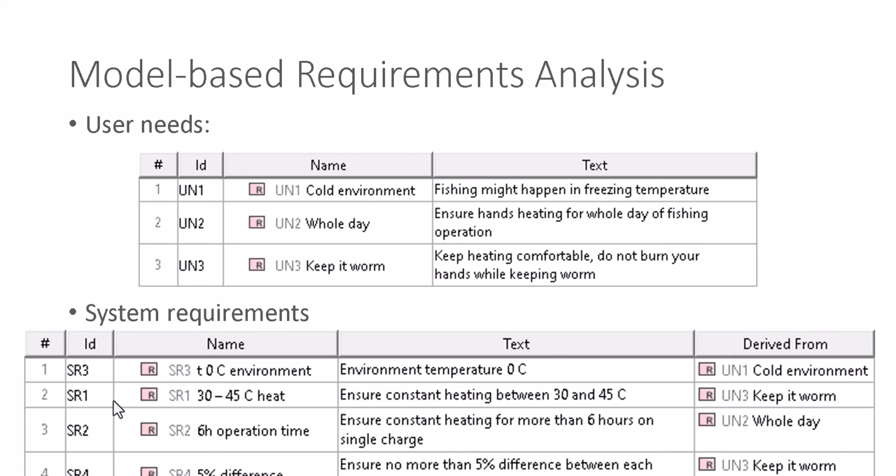So from that we derive system requirements. So here we have user needs and then system requirements based on the cold environment. The environment temperature could be around zero, right? Keep it warm, so ensure constant heating between 30 and 45 Celsius. Then ensure constant heating for more than 6 hours on a single charge. That's about how long we will fish. Ensure no more than 5% difference between each hand heater at any moment. That's important, because if one is working faster and stronger, that's not comfortable.